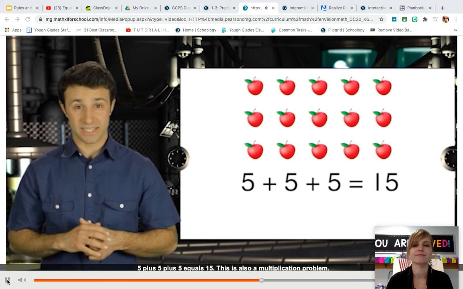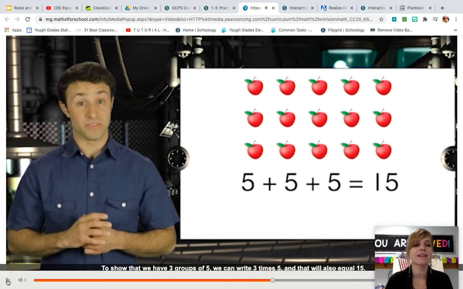This is also a multiplication problem to show that we have. Now, remember, whenever we see repeated addition, that is also telling us that we can make that a multiplication equation or problem. And I want you to take a big look here. Number of rows, 1, 2, 3. 3 rows of 5. There are 5 apples in each row. Look down here. 3 5s represent those 3 rows of 5.